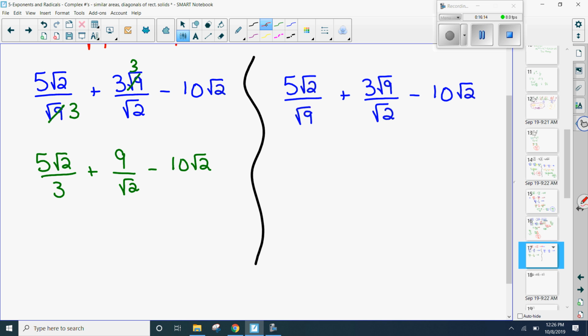3 radical 2. So I have to multiply the first fraction times radical 2. I have to multiply the second fraction times 3. And I have to multiply the last one times 3 radical 2. When you do that, your first term becomes 2 times 5, which is 10. Your second term becomes 27. And your last term becomes 2 times 30, which is 60.